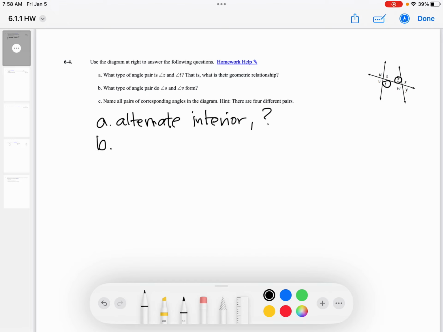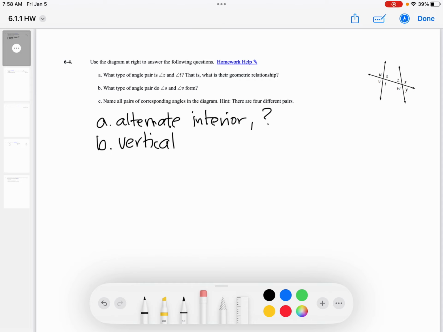What kind of angle pair do S and V form? Here's S and here's V. They are across from each other at that intersection of the two lines. They are vertical angles. And remember, vertical angles are always congruent to each other, whether or not the lines are parallel.